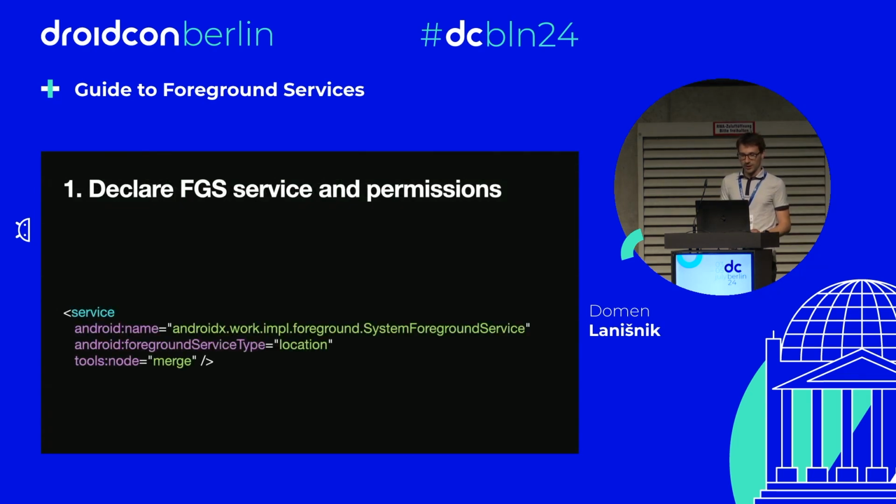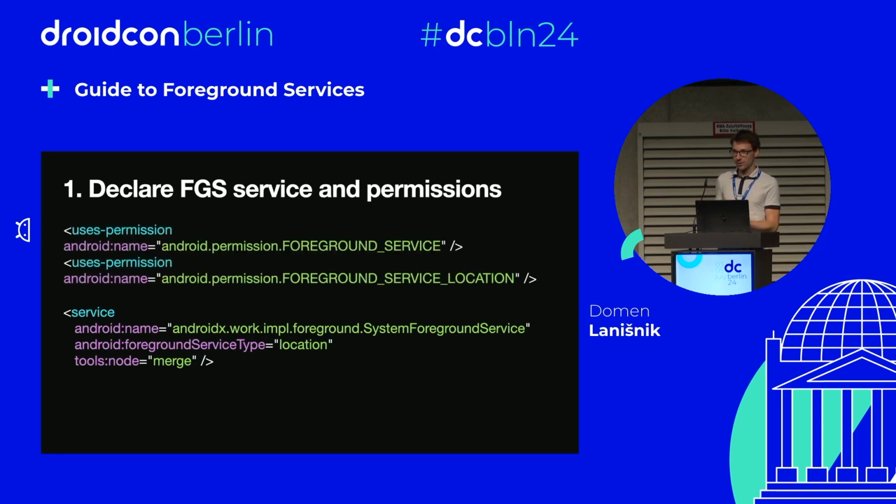Cool. The difference is that the work manager already defines a system foreground service in its library, but you still need to declare it in your manifest. And you also need to declare the foreground service type. So if your worker is going to use location, you need to define a location type. The important thing here is also the tools node merge property. This basically tells it to combine this definition with the one in the work manager library. And this is needed because otherwise it will override it or it will get removed.